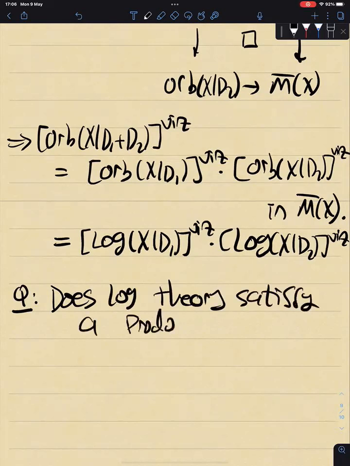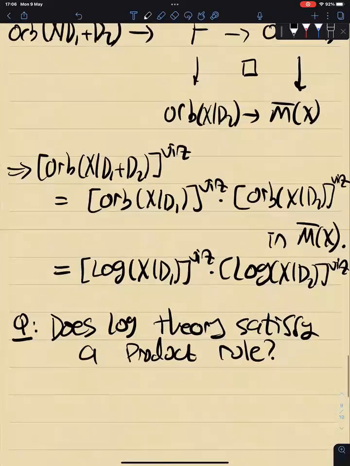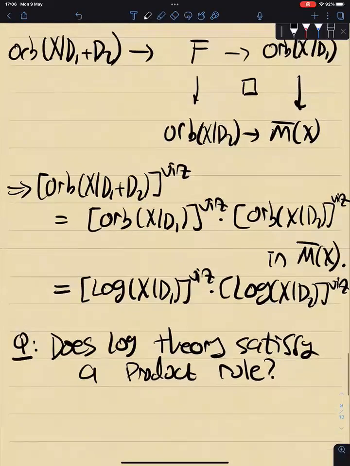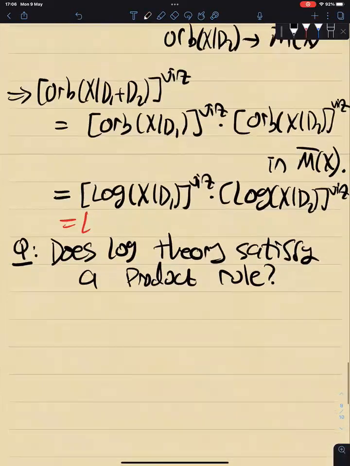And if the answer was just yes, then I probably wouldn't be giving this talk, because you'd have a nice comparison result, you would just put this equals log, and then you'd be done. But as you probably guessed by now, the answer is no. It doesn't satisfy a product rule, at least not an uncorrected product rule. There are corrections that one needs to introduce, and these add a lot of complexity to the problem.